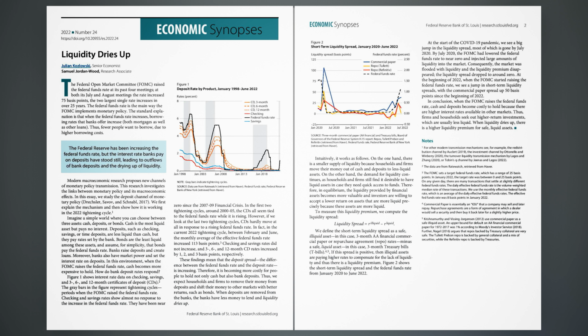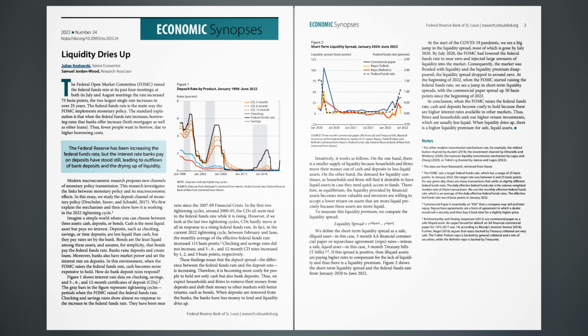To measure this liquidity premium, we compute the liquidity spread. Liquidity spread equals R illiquid minus R liquid. We define the short-term liquidity spread as a safe, illiquid asset, in this case, 3-month AA financial commercial paper or repurchase agreement, repo, rates, minus a safe, liquid asset, in this case, 3-month treasury bills, T-bills. 4, 5. If this spread is positive, then illiquid assets are paying higher rates to compensate for the lack of liquidity and thus there is a liquidity premium.